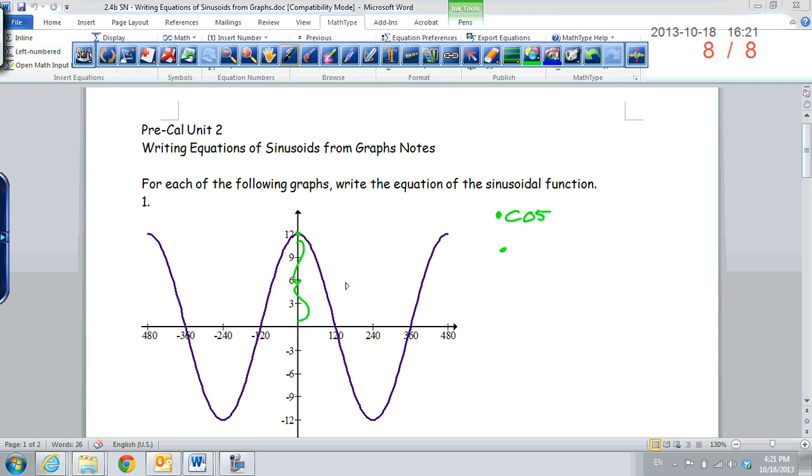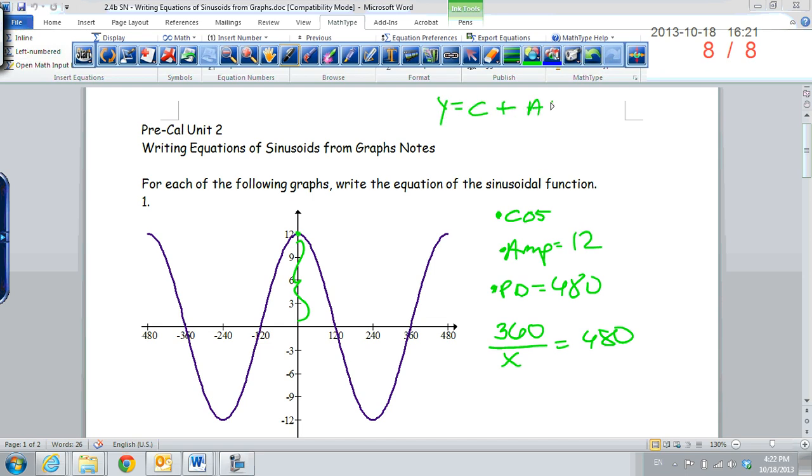Next thing, it looks like our amplitude is 12, so I'm going to write amp equals 12. Our period looks like it's 480 degrees. Before, when we wanted to find the period, we did 360 over b equals 480. So now I'm just going to solve for b. Remember, our end goal is y equals c plus a, then cosine or sine of b, and then theta minus d or plus d. So I'll solve for that, and b is equal to 3/4.